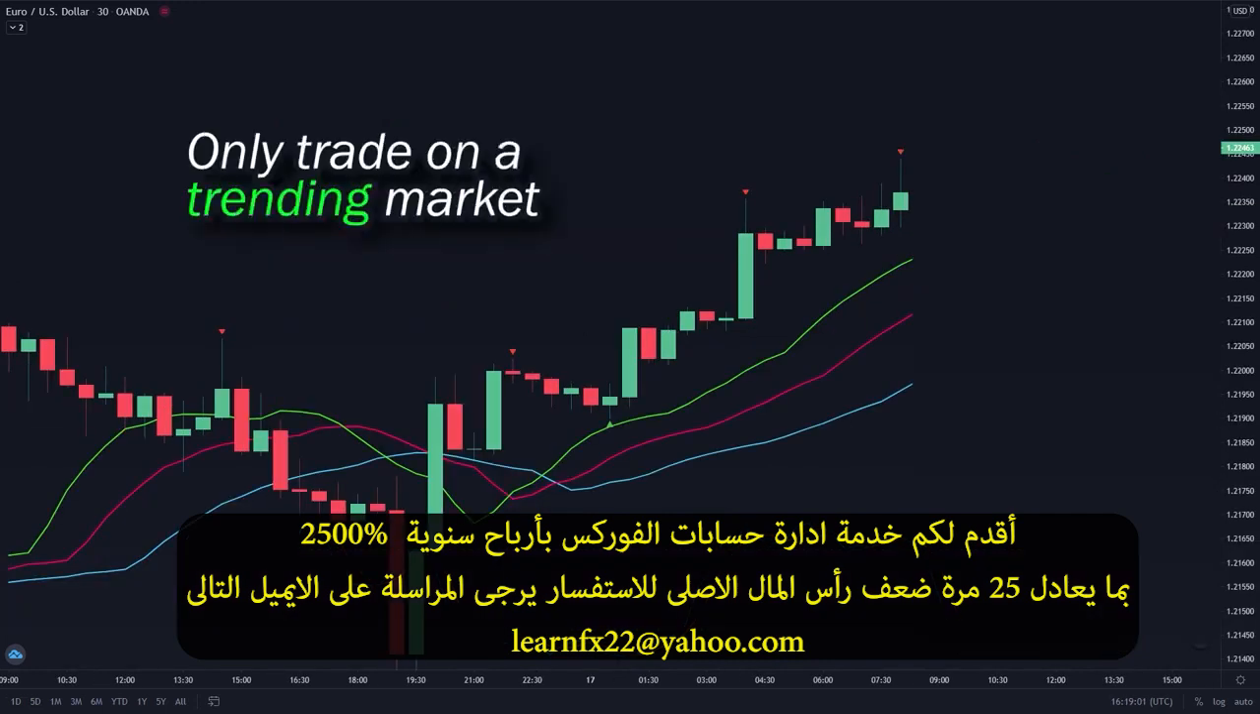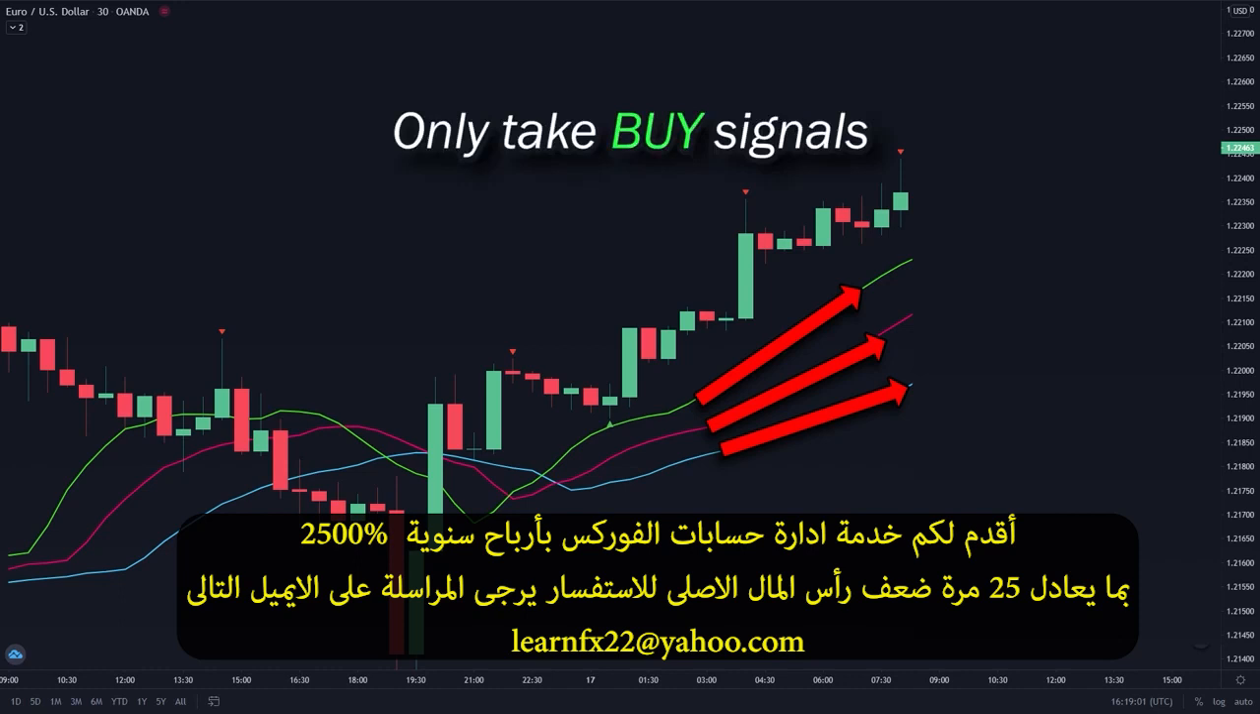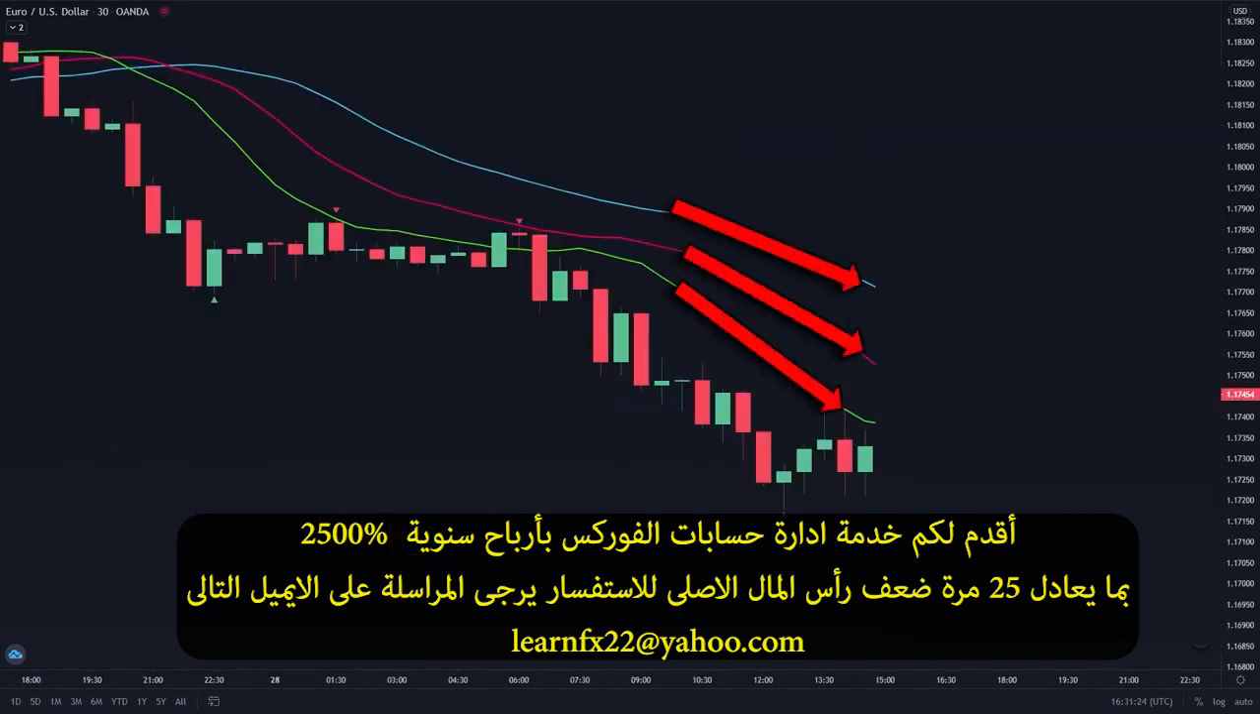First, we only want to trade on a trending market. This can be identified by looking at the alligator. All three lines need to be heading in the same direction and are also separated from each other like this. If all the lines are heading upwards, it indicates that the market is on an uptrend, meaning we only take buy signals. And if all the lines are heading downwards, it indicates that the market is on a downtrend, meaning we only take sell signals.